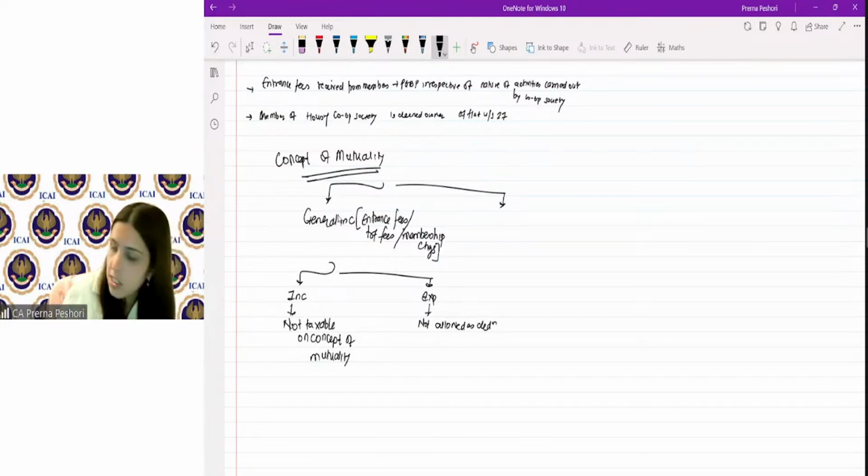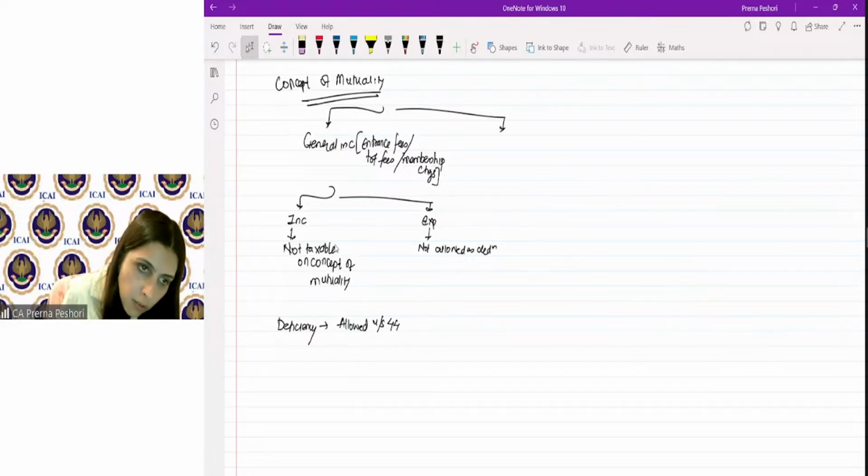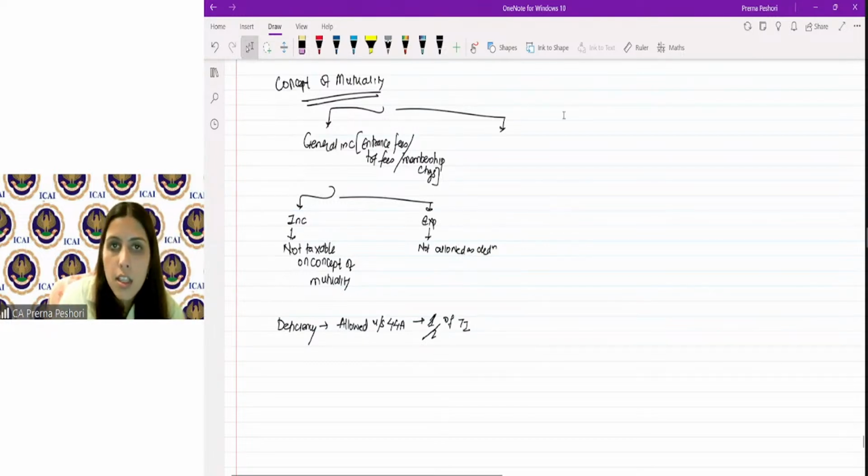However, if there is deficiency, then this will be allowed under section 44A, which will be half of the total income. This will be the half of the total income.